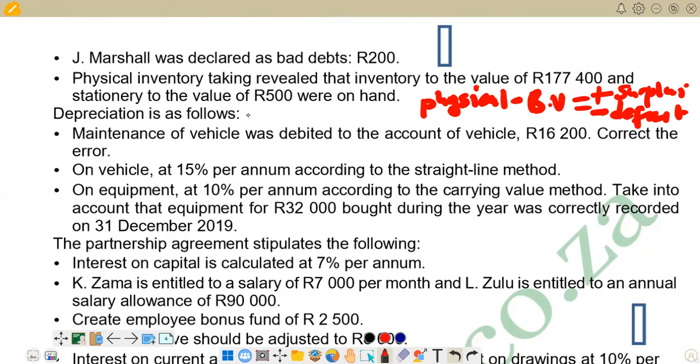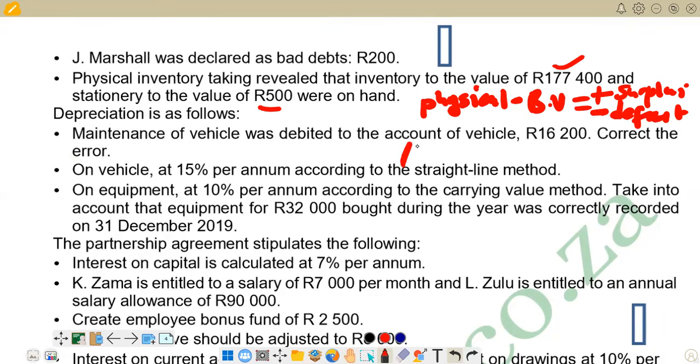So in this case, we are told that physical inventory taking revealed inventory to the value of 177,400 and stationery to the value of 500 rands. So we are not concerned about stationery. Stationery has its own description in the trial balance. We are only concerned about this figure, which is 177,400. So this one is the physical.